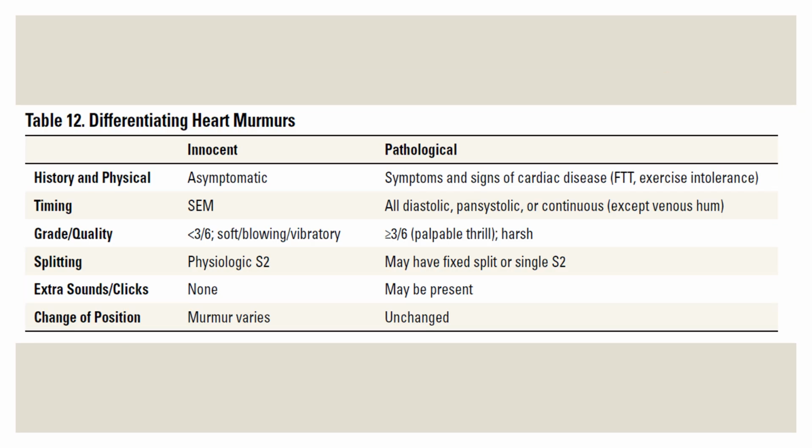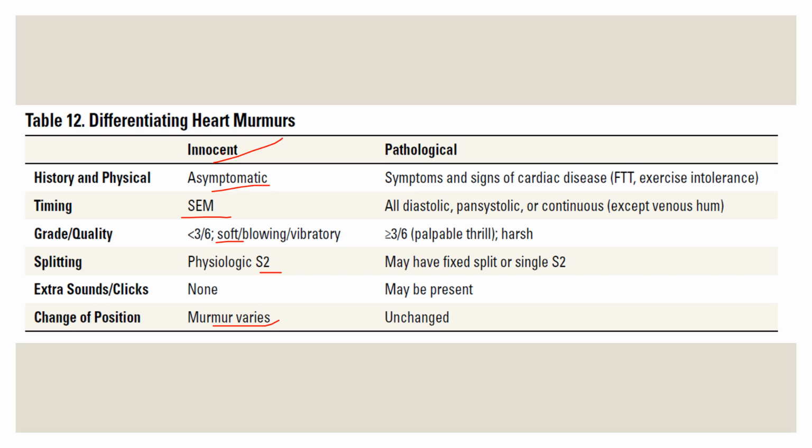Now, heart murmurs. There are innocent murmurs and pathological murmurs. Innocent murmurs are soft, usually systolic. There is a physiologic S2. It is positional, that is, the murmur varies with position. There are no extra sounds, usually asymptomatic. So that is an innocent murmur: asymptomatic, systolic, soft, a physiological S2, and it varies with position.